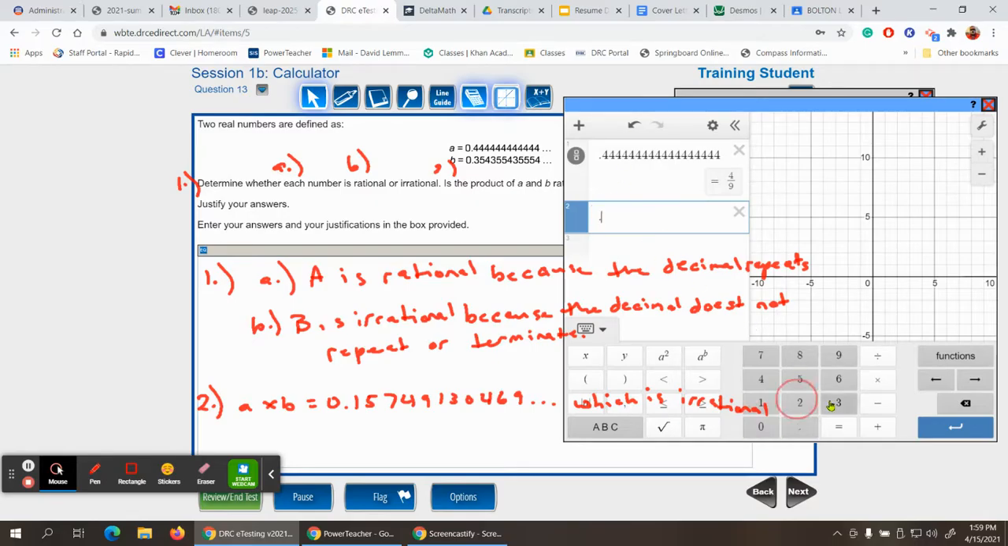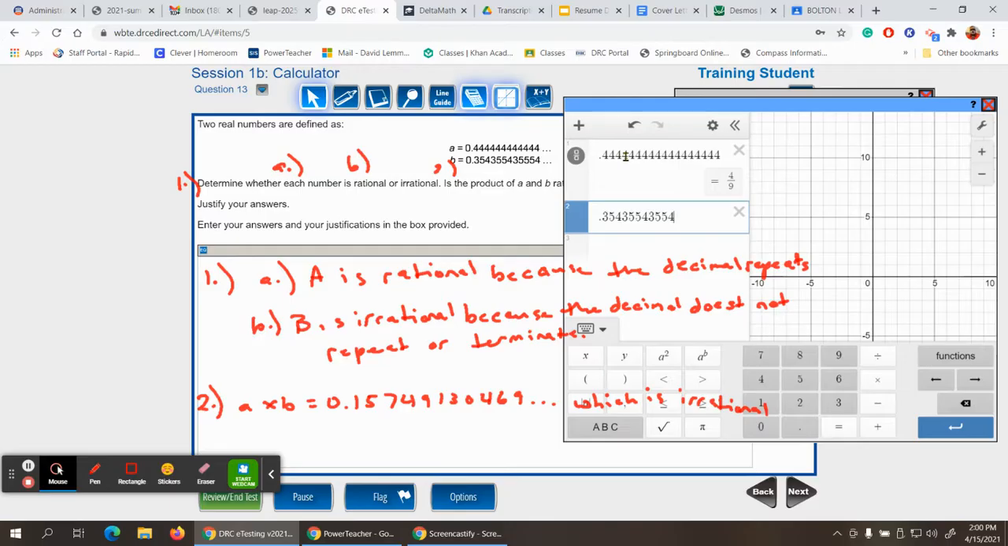If I say 0.3543554, you see how it doesn't give it to me? All right, so this gives it to me as a fraction. Remember, a rational number is a fraction, okay? So this is a fraction. This is not a fraction. That's irrational.